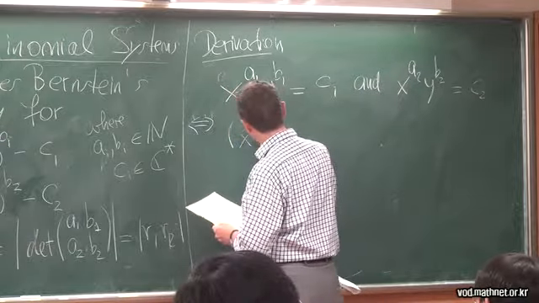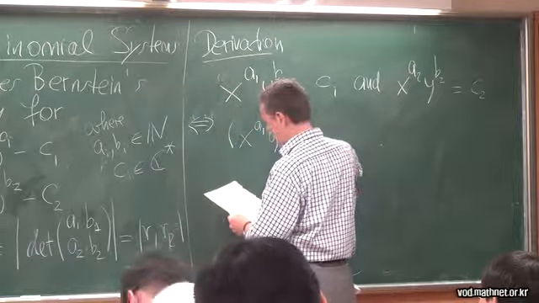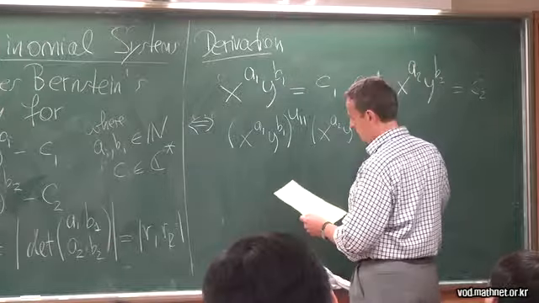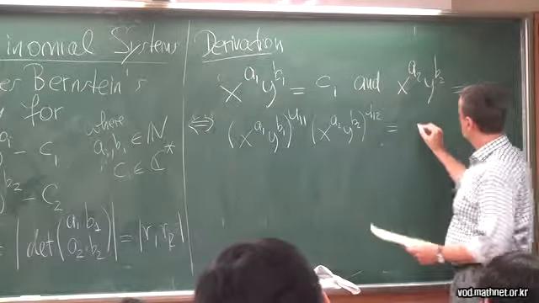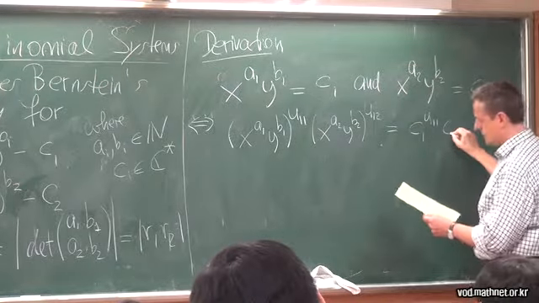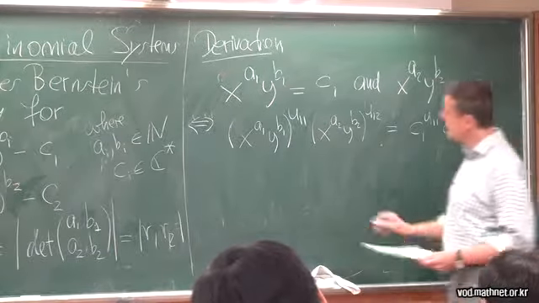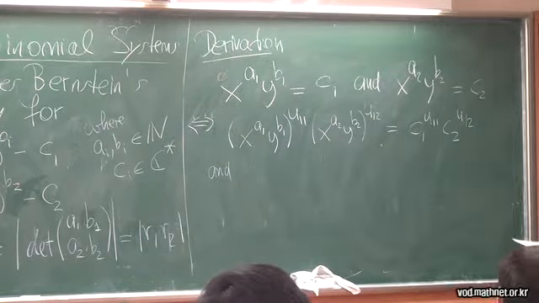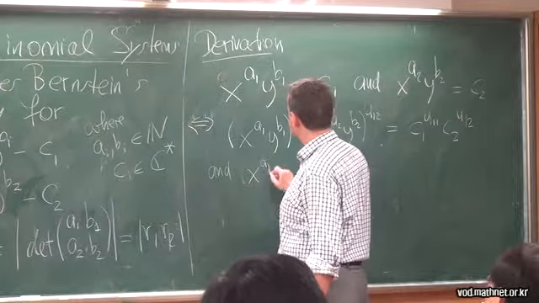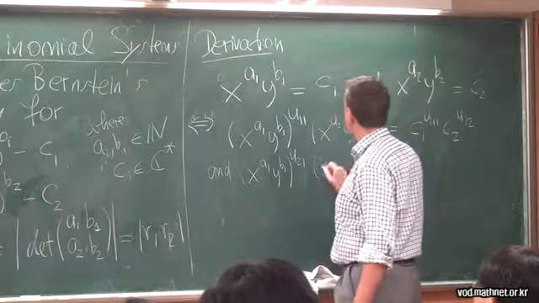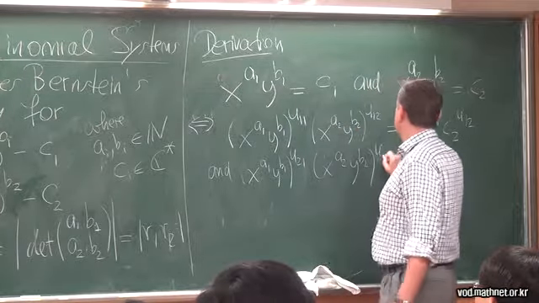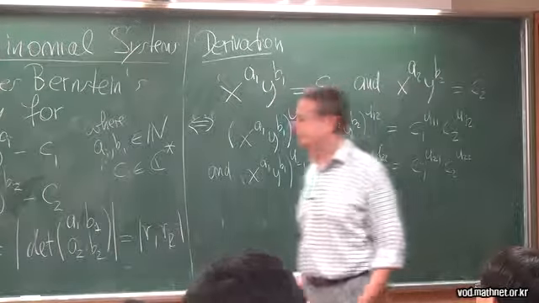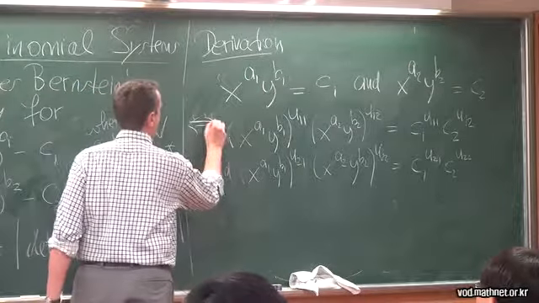So let's do this carefully. I'm going to get (x^A1 y^B1)^U11 times (x^A2 y^B2)^U12 is equal to C1^U11 times C2^U12. And for the second one, I take the second row of the transformation matrix. So (x^A1 y^B1)^U21 times (x^A2 y^B2)^U22 is C1^U21 times C2^U22.